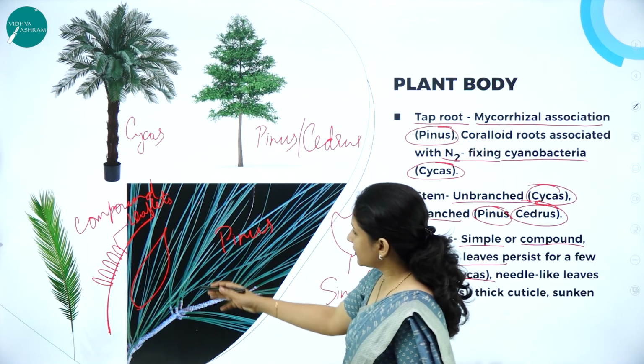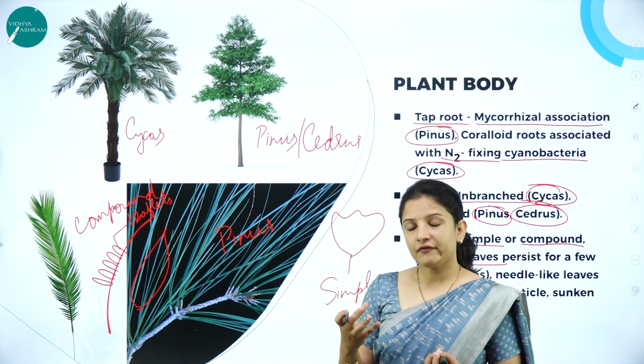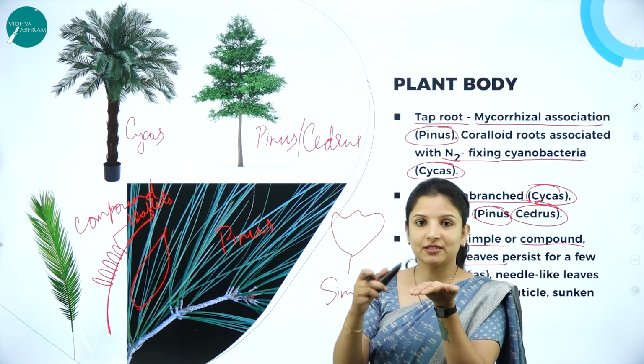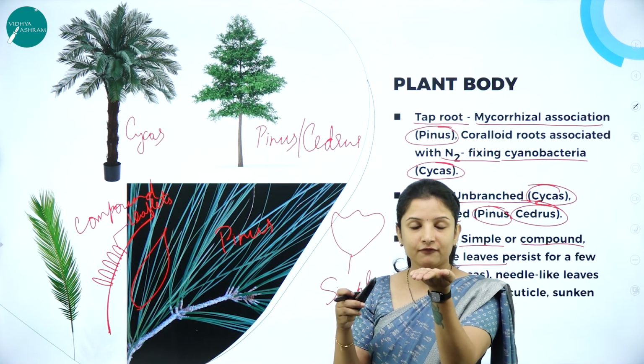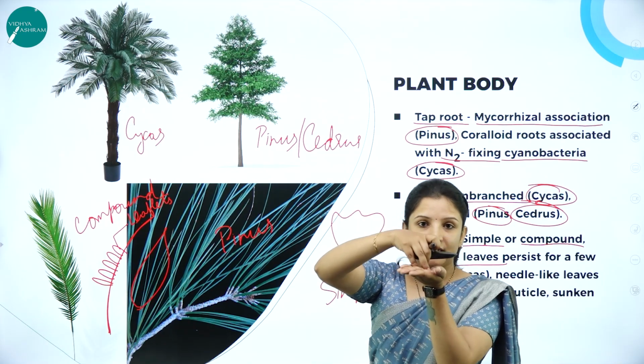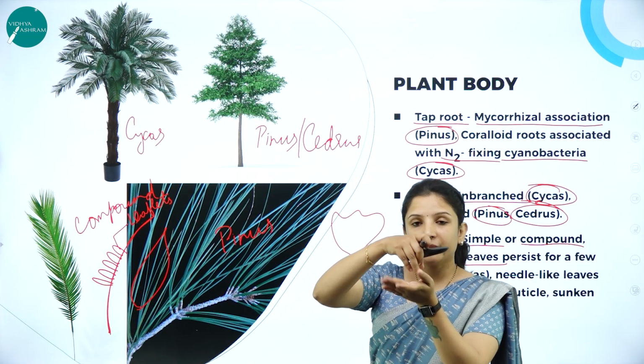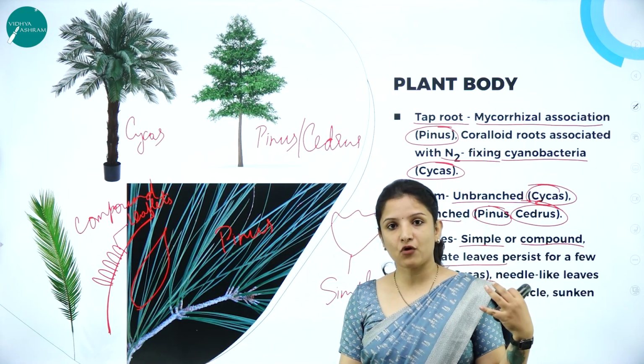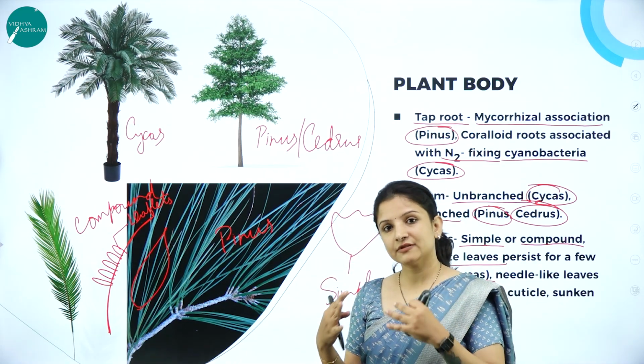And not just that, because the leaves are needle-like, whenever snow falls on the pine trees, the snow will not stay. Because if it is a larger leaf, what happens? The snow can stay on the leaf and it can rot the leaf, right? But because the leaves are needle-like, the snow just slips off and falls to the ground. Therefore, the leaves are protected.